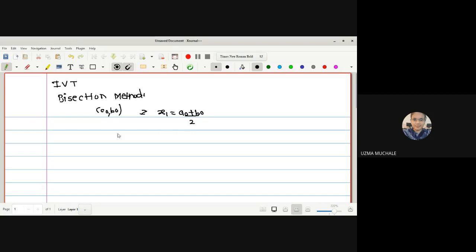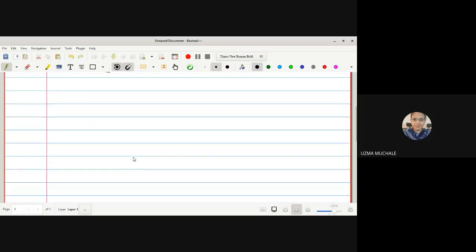After that, we again check the value of f of a naught into f of x1, which may be less than 0 or greater than 0. Depending on that, if it is greater than 0, the root lies in the interval x1 to b naught, and if it is less than 0, the root lies in the interval a naught to x1. I think we have already studied these things. Now x2 will come from the new interval a1, b1, as a1 plus b1 divided by 2, and so on. These are the things we have already studied related to the bisection method. Before that, we saw errors and their types, and we solved the examples also.